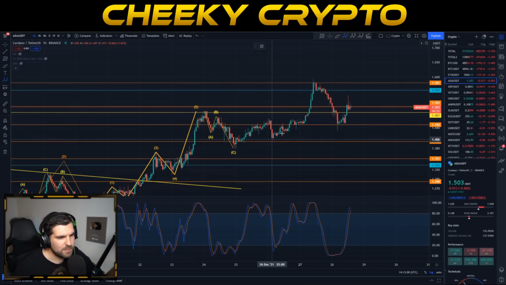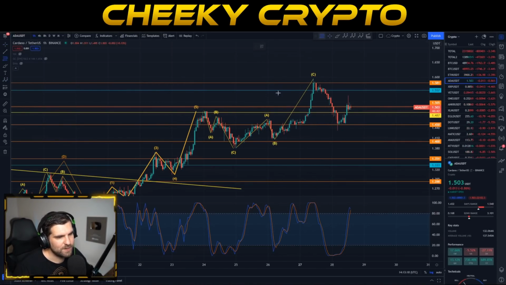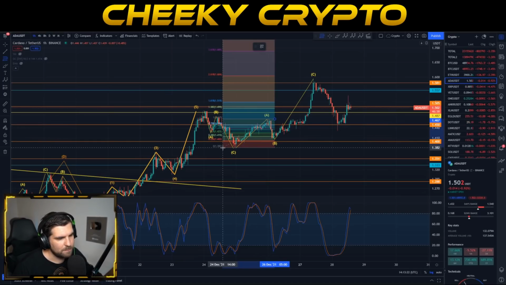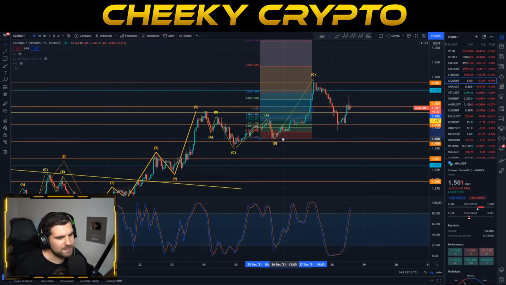Okay, so what we're going to do is turn that back into an ABC move, which is what it is, corrective in its nature, a corrective up move. Here's our A, B, and our C wave. And again, we can measure out that distance just so you know how we measure what is an impulsive move versus what is a corrective move. Corrective just means short term, and basically you have impulsive slightly longer term.